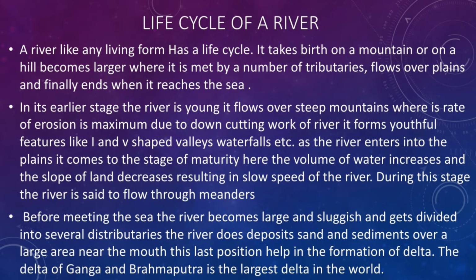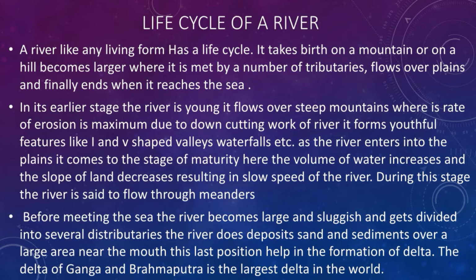In its earlier stage, the river is young. It flows over steep mountains where its rate of erosion is maximum. Due to the down cutting work of the river, it forms youthful features like I and V-shaped valleys and waterfalls, etc.